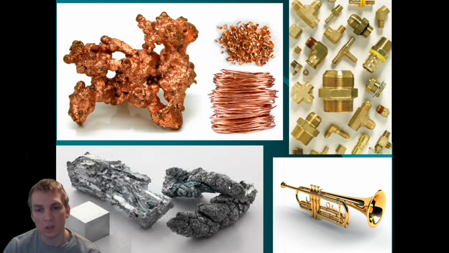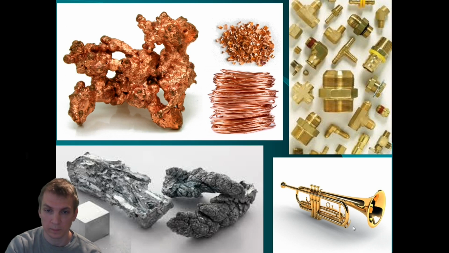But when we mix these two together, we melt it and then pour it into like a mold, we can form brass. And brass is, again, very resistant to rusting, and it's a very hard metal, and that's why we use it for a lot of plumbing fixtures and for brass instruments.